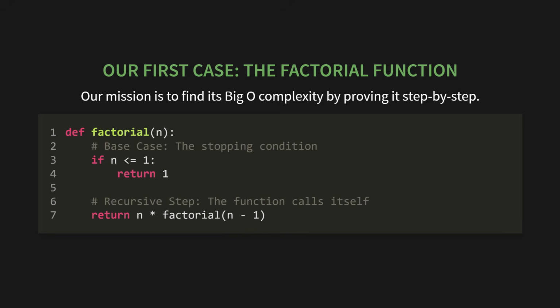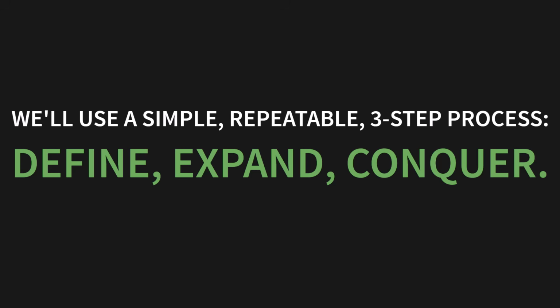Look at this code for factorial of n. You've got your base case, which is the stopping condition, if n is less than or equal to 1, and then you have the recursive step, where the function calls itself. We'll use a simple, repeatable 3-step process. Define, expand, conquer.